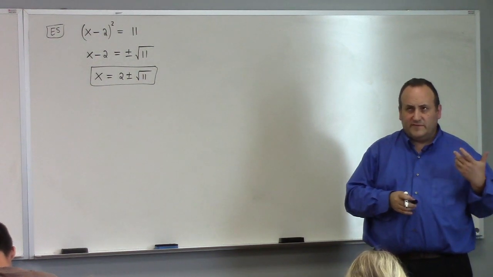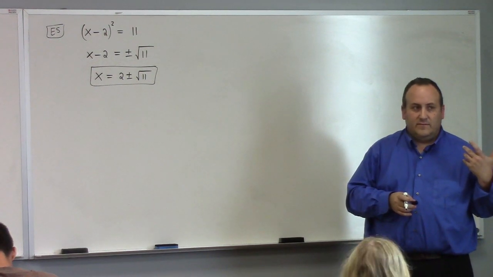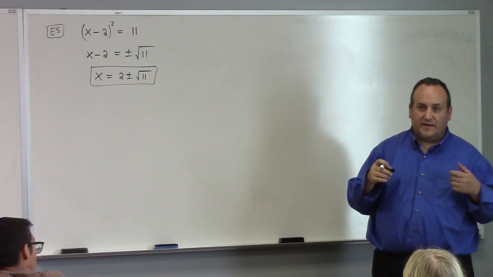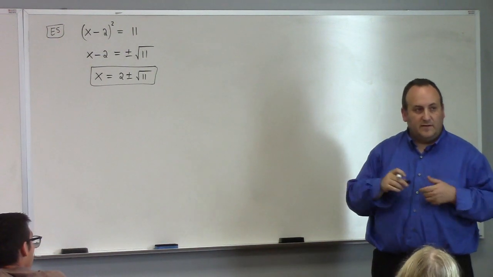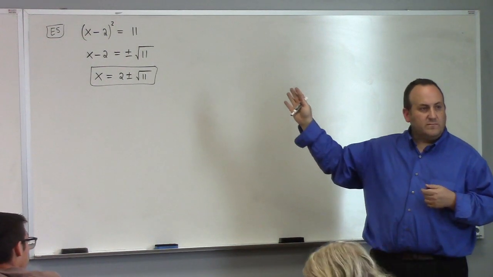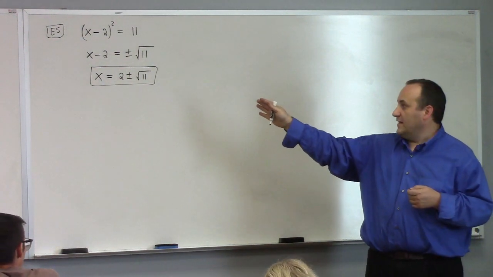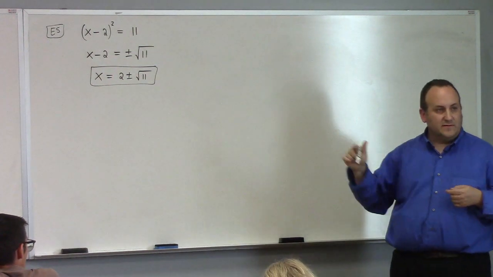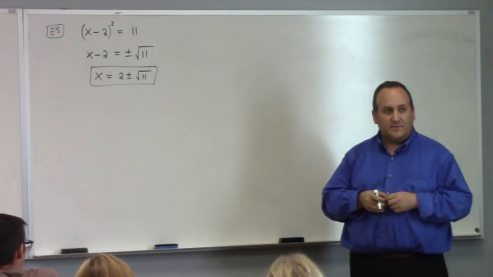Now, the square root of 11 is somewhere between the square root of 9 and the square root of 16. The square root of 9 is 3. The square root of 16 is 4. This is probably about 3.4, something like that. So I'm looking at 2 plus or minus 3.4. I've got one negative answer. I got one positive answer. I'd have to get a calculator to do better.